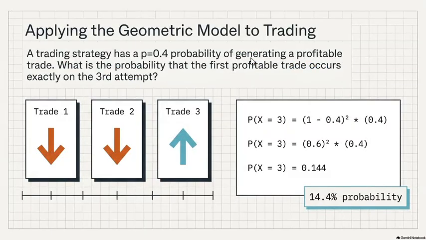How does it actually work in a trading model? Let's suppose our trading strategy has 0.4 probability of generating a profitable trade. What is the probability that the first profitable trade occurs exactly on the third attempt? It means the two previous trades fail. So P(X = 3) equals (1 minus 0.4) squared times 0.4. So it's about 14% chance that we will win on our third trade, which is quite low. But it serves as a realistic benchmark for our strategies.